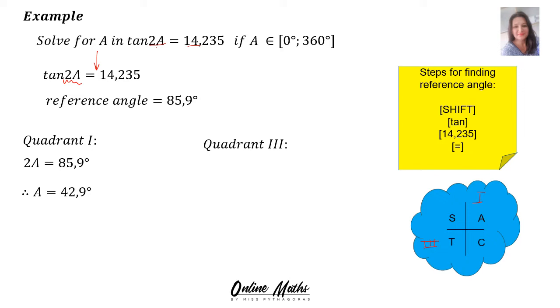And then in the third quadrant, you must realize that the third quadrant has its own rule, and the rule is 180 plus reference angle. So in the third quadrant, whatever was on the left, in this case 2a, you write that on the left, equals 180 plus the reference angle, and your reference angle was 85,9, and then 2a is equal to 265,9, divide by 2, and a is equal to 132,9 degrees.